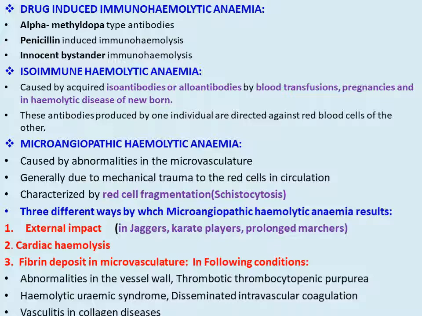Then the third one, fibrin deposit in microvasculature, occurs in the following conditions: abnormalities in the vessel wall, thrombotic thrombocytopenic purpura, hemolytic uremic syndrome, disseminated intravascular coagulation, and vasculitis in collagen diseases. In these conditions fibrin is deposited in the microvasculature, which causes the hemolytic anemia.